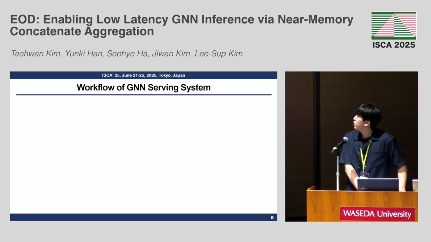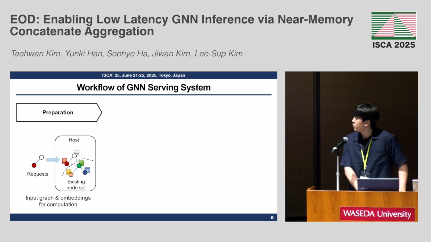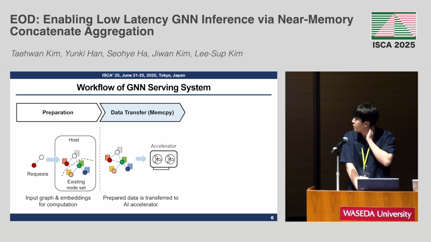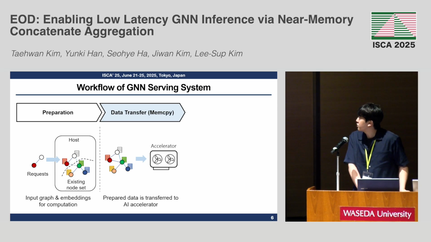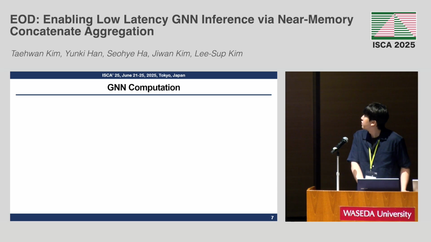This is the workflow of a GNN solving system. First, in the preparation step, the requests come in, and an input graph is formed with the existing node set. Second, in the data transfer step, prepared graphs and embeddings are transferred to the AI accelerator. Finally, in the computation step, GNN operations such as aggregation and update are performed on the accelerator.